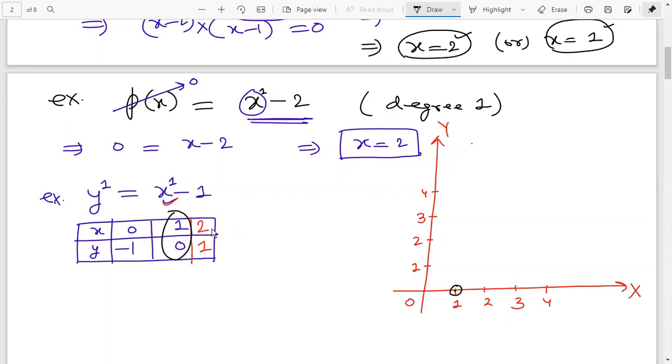Second point is x2, y1. We know how to plot any point on the xy coordinate plane. So let the first point be (1, 0). Let us write a here and b here. They will be (2, 1).